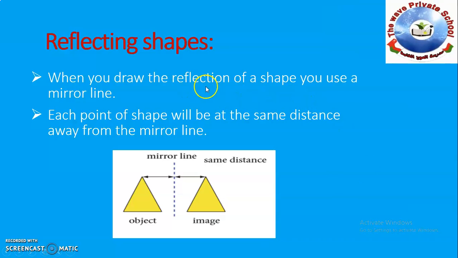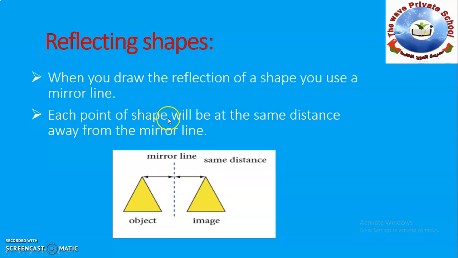When you draw the reflection of a shape, you use a mirror line. First of all, as you can see here, this is the object and this is the image. The image should always be the same as the object. And you will use a mirror line. Mirror line means a dotted line. Always there is a mirror line between object and image.